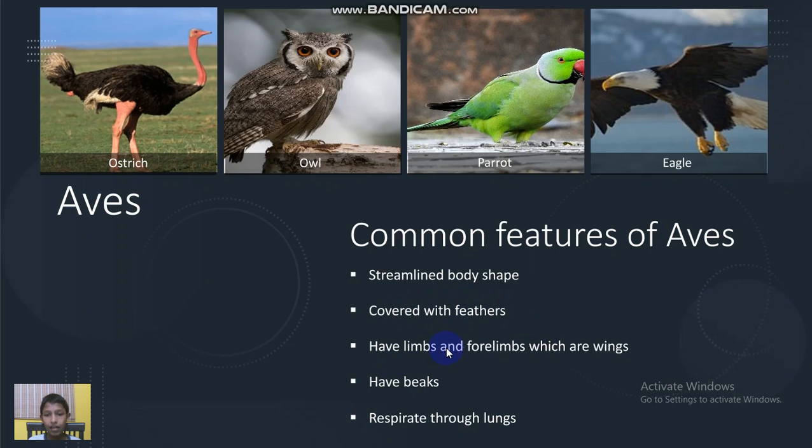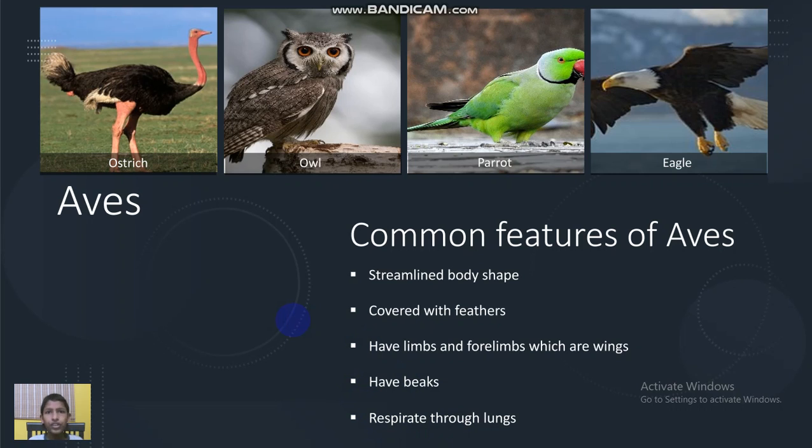They have limbs and forelimbs, which are wings. The limbs are the legs in here and the forelimbs are the wings over here. They also have beaks, which is noticeable at first. They respirate through lungs as well.